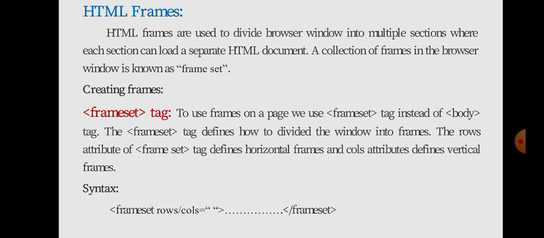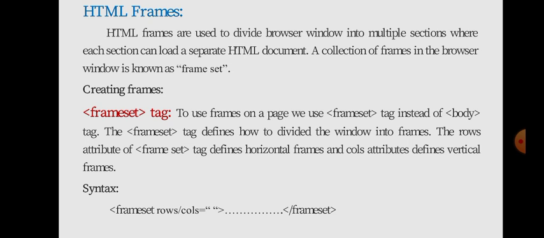There are two main attributes used in the frameset tag, and these two attributes are the rows attribute and the cols attribute. The rows attribute of the frameset tag defines horizontal frames, and the cols attribute defines vertical frames. Coming to the syntax, first we need to open the frameset tag. Next, we give either the rows values or the cols values. Next, close the frameset tag.